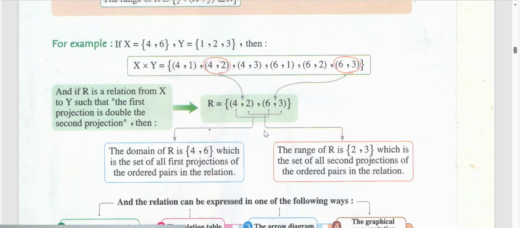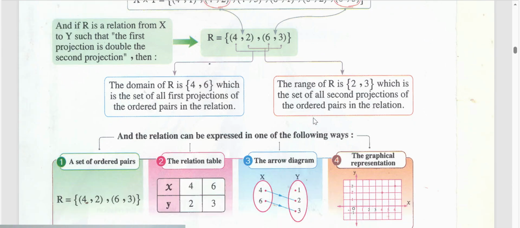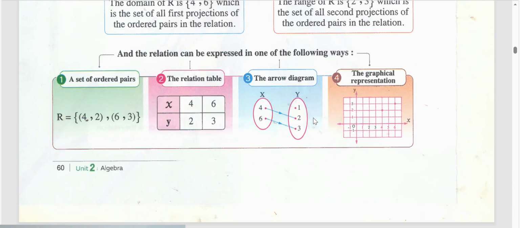We know the domain will be the first in the function, and the range will be the second. But if we have a relation, we can find the first, the domain, and the codomain is the second. The range is the second projection of the ordered pairs, and we call this the range. Okay, and we have a relation table like this, and ordered pairs, also arithmetic and graphical representation.